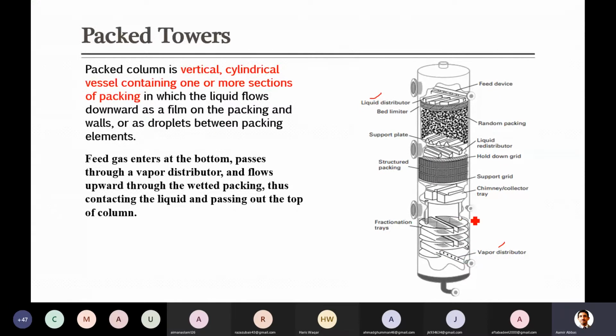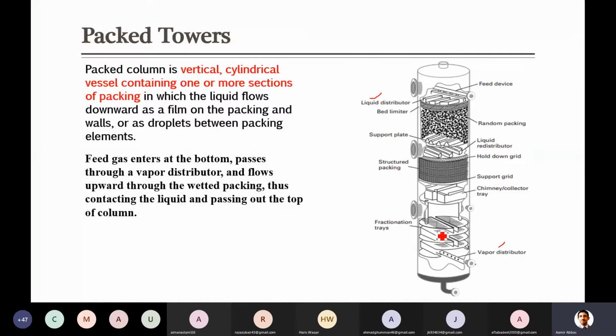On industrial scale, these columns will be huge. They will have a large diameter, for example 5-10 feet, or even more than that, sometimes even meters. In that case, if you just enter vapor through one side of the column, most of the vapor will move upward through that side, for example the right side, from where they are entering. Some will move toward the other side, because this is huge equipment.